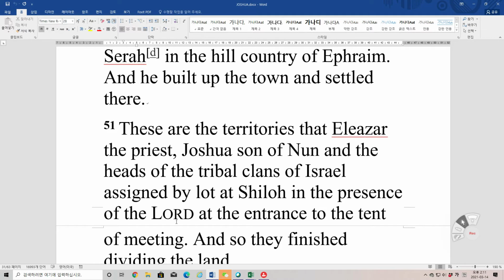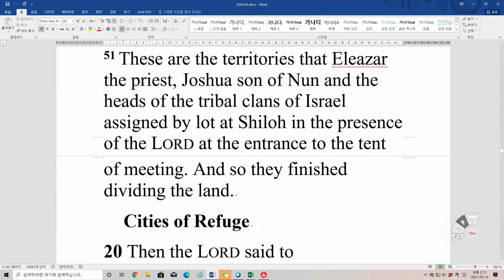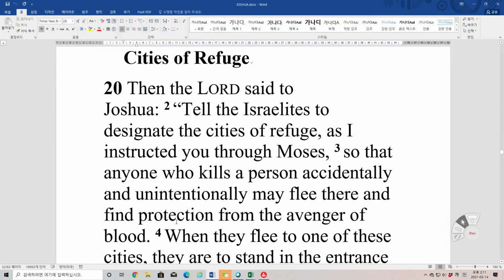These are the territories that Eleazar the priest, Joshua son of Nun, and the heads of the tribal clans of Israel assigned by lot at Shiloh in the presence of the Lord at the entrance to the tent of meeting, and so they finished dividing the land. Chapter 20. Cities of refuge.